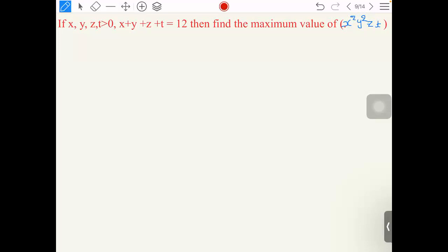Parth, Aditya, Parth, yes, correct. Dhruv, correct.